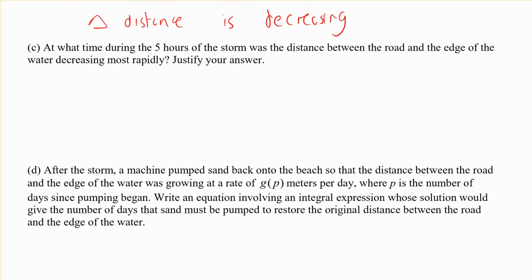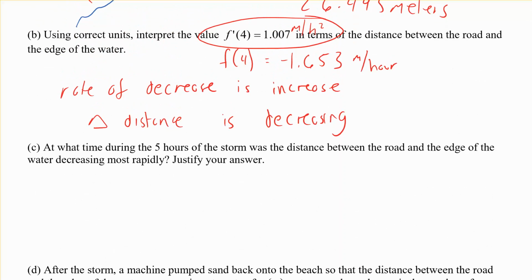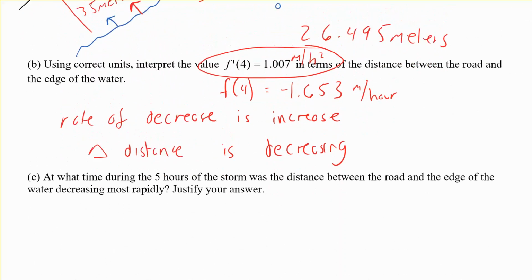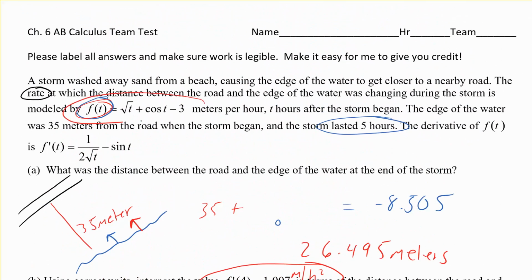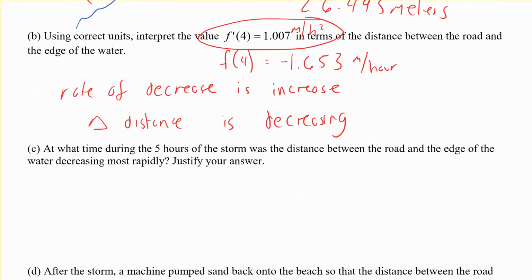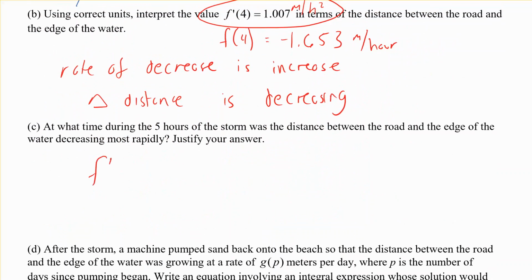At what time during the 5-hour storm was the distance between the road and the edge of the water decreasing most rapidly? Well, we know it's not going to be at 4 because that was a positive number. But we're looking for a maximum of decrease. And this is the rate of decrease. So if we're looking for that maximum, we're going to derive that. So f prime of t, we want that to be equal to 0.